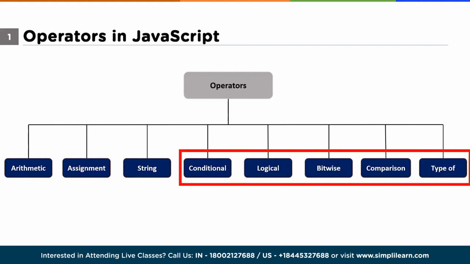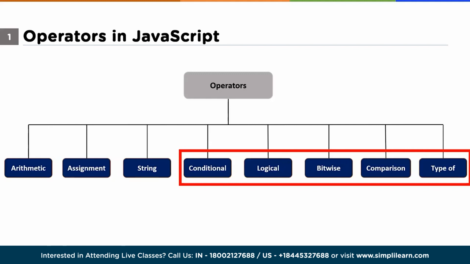Before we start with the operators, let us first discuss associativity. Talking about associativity, it refers to the direction in which the entire expression is evaluated. For example, let's say you have a plus b. The direction in which this expression will be evaluated, either from left to right or from right to left, is known as associativity.